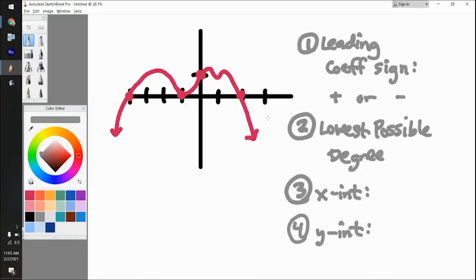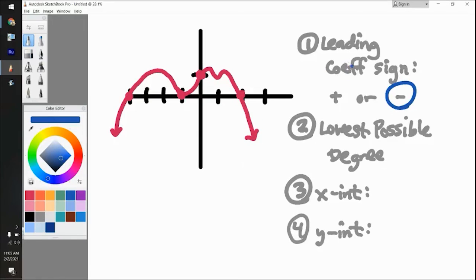All right, let's go over this. So the leading coefficient sign, is it going to be positive or negative? Just yell it out. Negative, very good. Okay, this is going to the right. If it's going down, it's going to be negative. That's just the way it is.